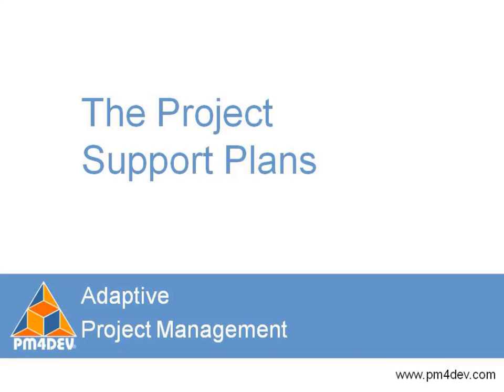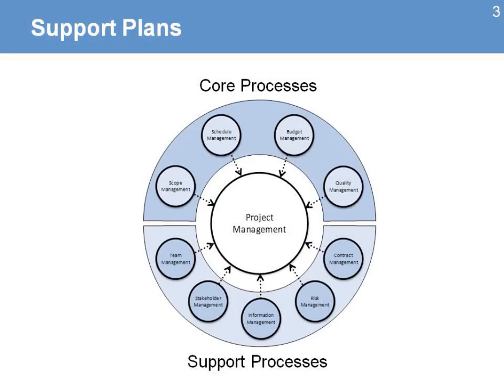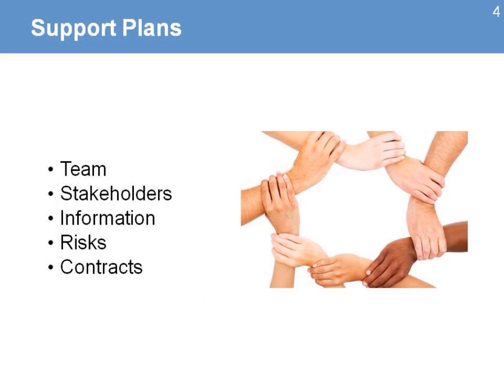The project support plans. These are the support processes that we have in our project, and they are 5, and we also need to develop plans to manage those areas. Those areas are team, stakeholder, information, risk, and contracts. In this presentation, we're going to focus on team and stakeholder management plans.